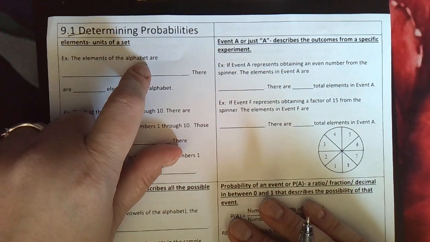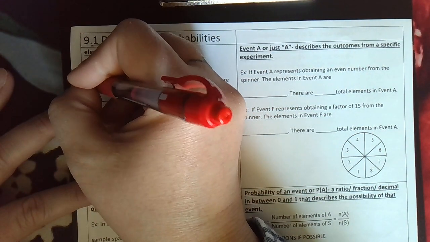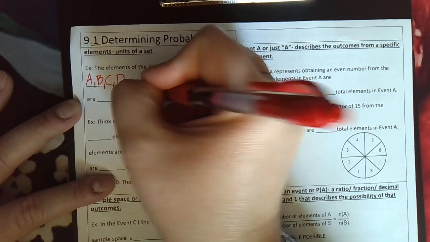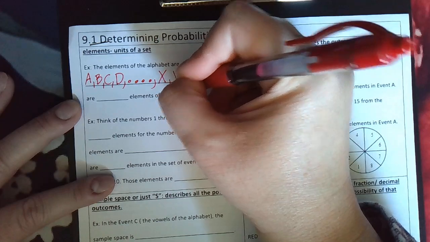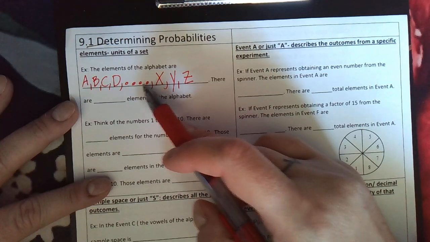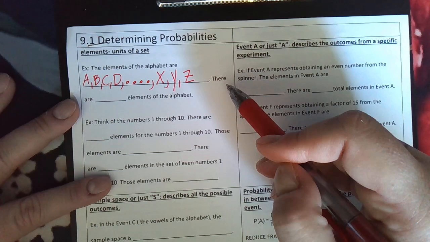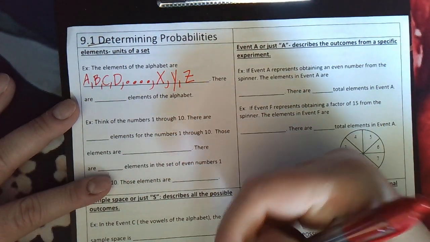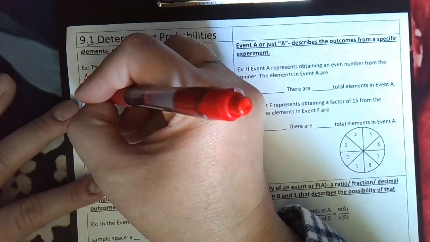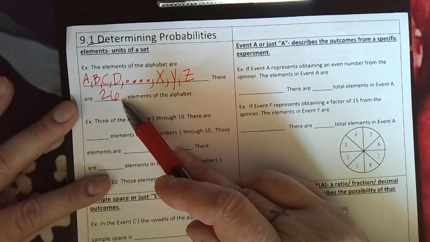Okay, let's look at this. It says the elements of the alphabet are, okay, well, what's inside the alphabet? The letters A, B, C, D, and so on, all the way to X, Y, Z. Those are the elements of the alphabet. I put the dots because I got lazy and didn't want to write everything. Then it says there are blank elements of the alphabet. So how many letters are in our alphabet? Well, there are 26 letters. That's supposed to be common sense, but we forget about it all the time.